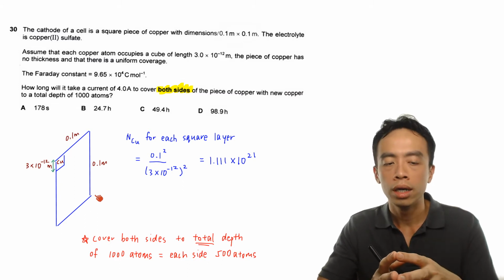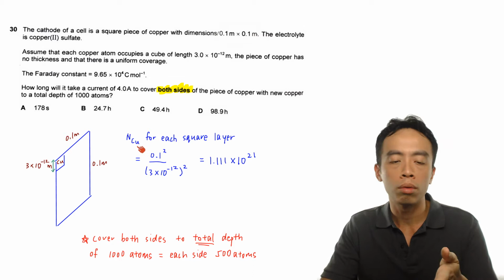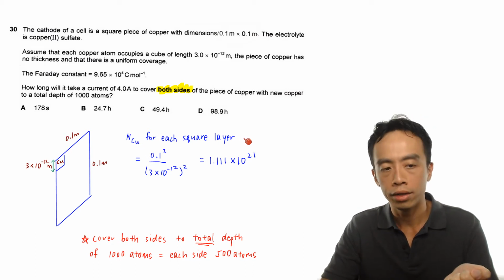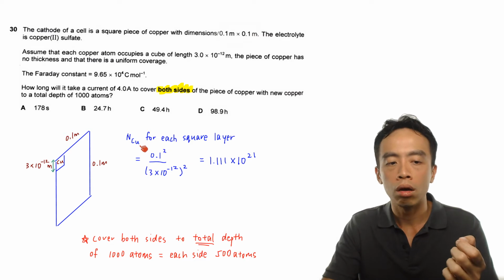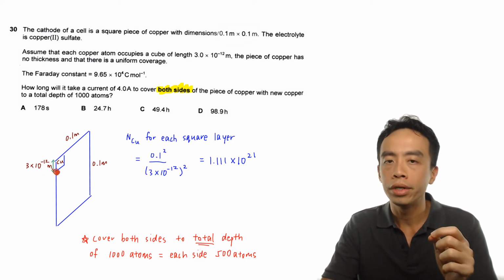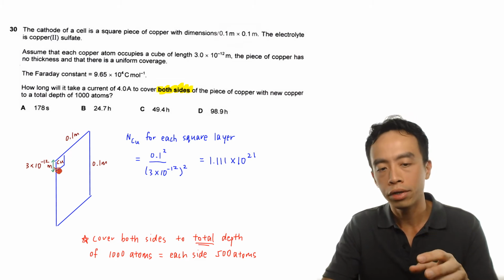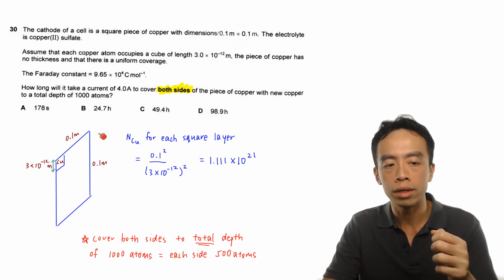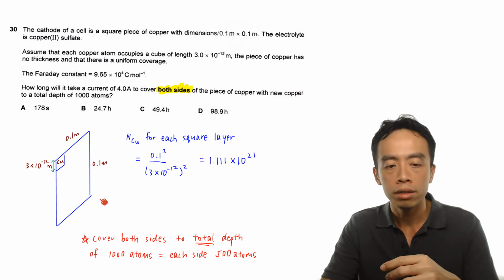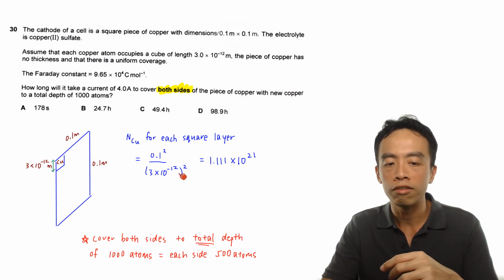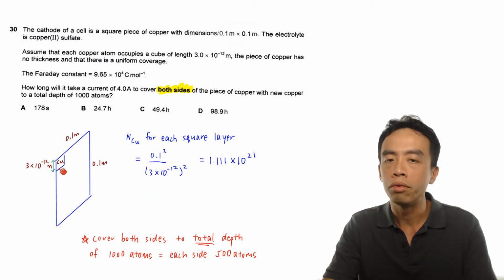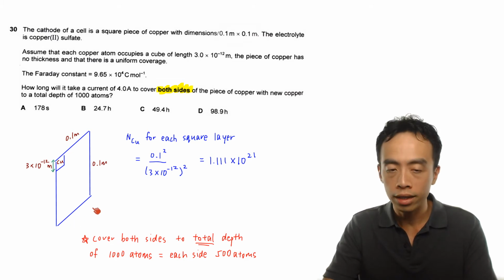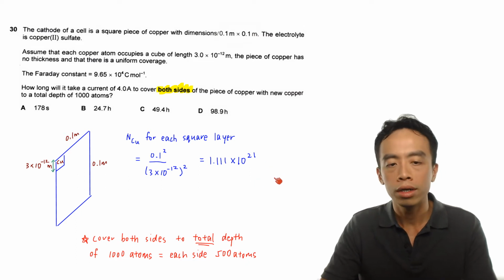So what I can do is calculate the number of copper atoms for each square layer. This will just be the area of this entire cathode divided by the area of your copper atom, correct? So the working is here. This is 0.1 squared, the area for my electrode, then this 3 times 10 to the power of minus 12 squared is the area of one copper atom. This works out to be 1.111 times 10 to the power of 21, which means each layer will have this number of copper atoms. So that is the first portion.